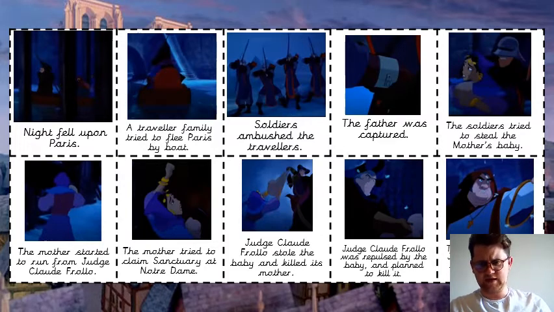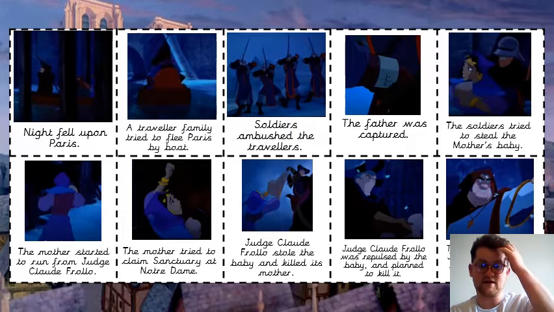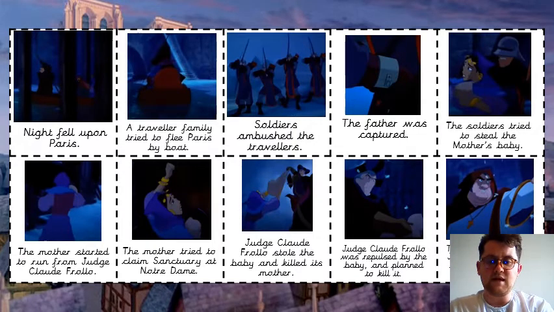And in the movie of Hunchback of Notre Dame, if you haven't watched it, I recommend you try and watch it during lockdown. It's a very good film. It shows that he's a really racist, evil man, and that's why he's trying to capture them. The seventh scene, the mother tried to claim sanctuary at Notre Dame. So Notre Dame is a real church. It's a very famous church in Paris.